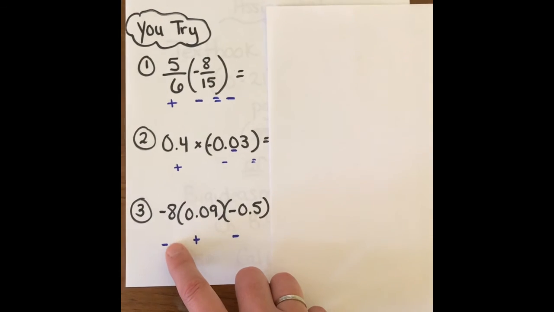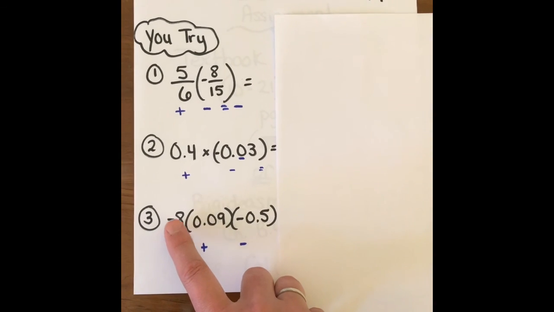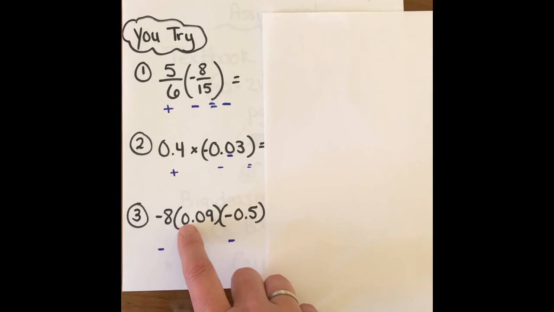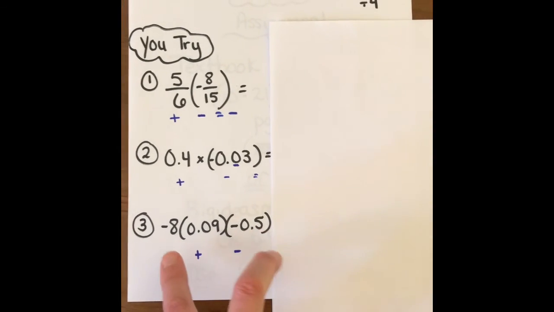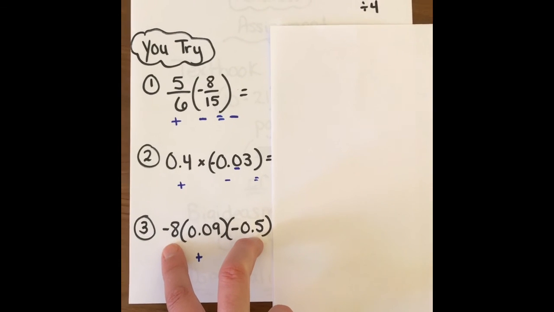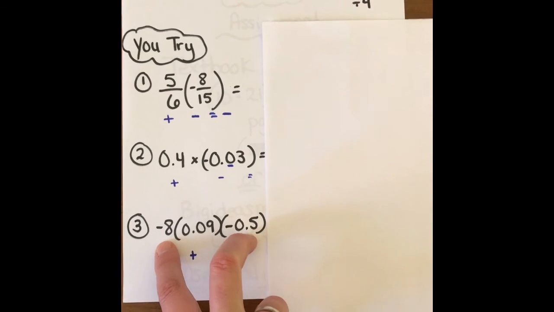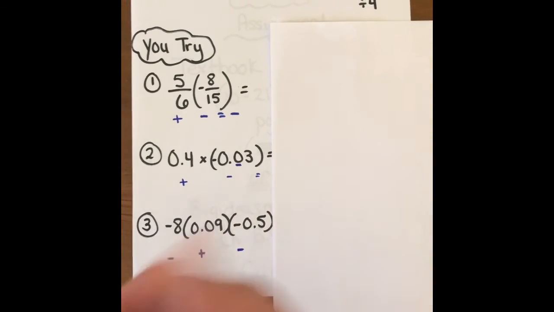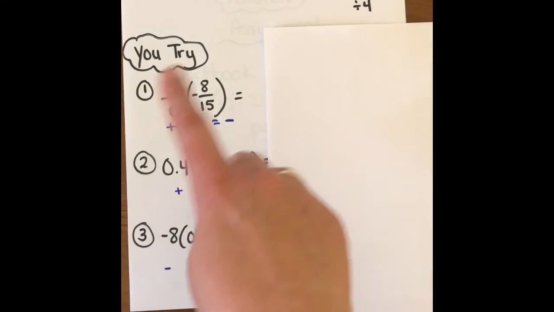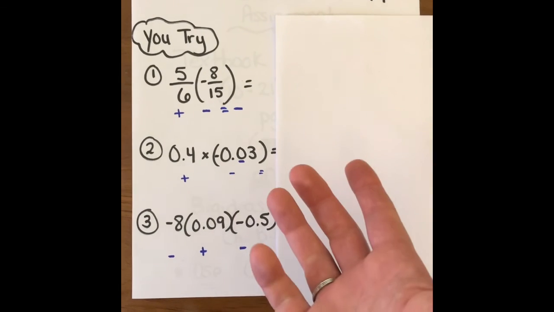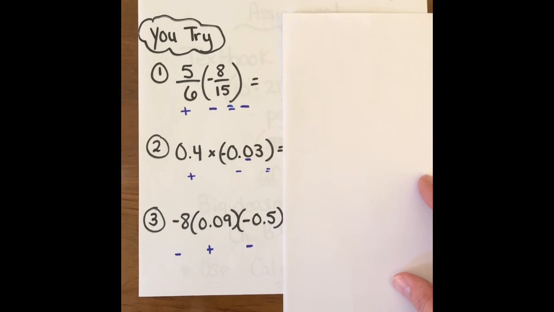And then here, this one's a little tricky. There's 3 of them. So we have negative 8 times a positive 0.09 times a negative 0.5. Well, let's think about this. I know that 2 negatives are going to give me a positive answer, and then a positive times a positive would give me a positive answer. So this one's probably going to have a positive answer. Go ahead and work those out. Pause the video if you need to. I'm going to go through those answers here real quick.